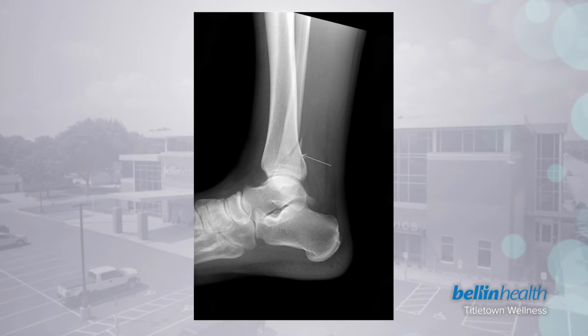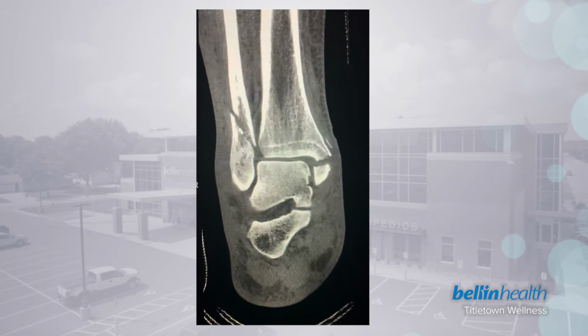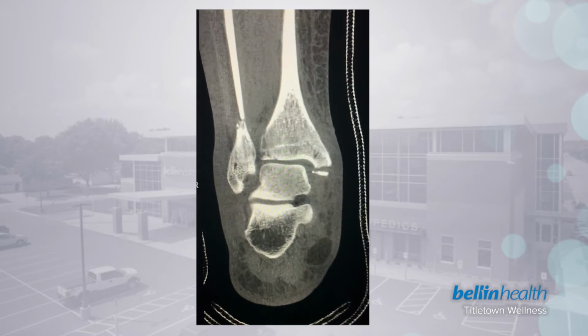The way that an ankle fracture's treatment is determined is by x-rays, always, and commonly a CAT scan, a CT scan, which is like a three-dimensional x-ray. And that is to show us the fracture pattern. And different fracture patterns behave very differently.